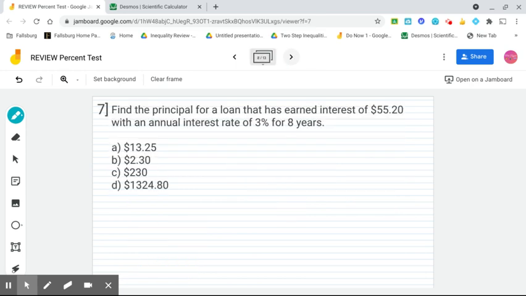Number 7, find the principal for a loan that has earned interest of $55.20 with an annual interest rate of 3% for 8 years. So this is where we're going to use I equals PRT.